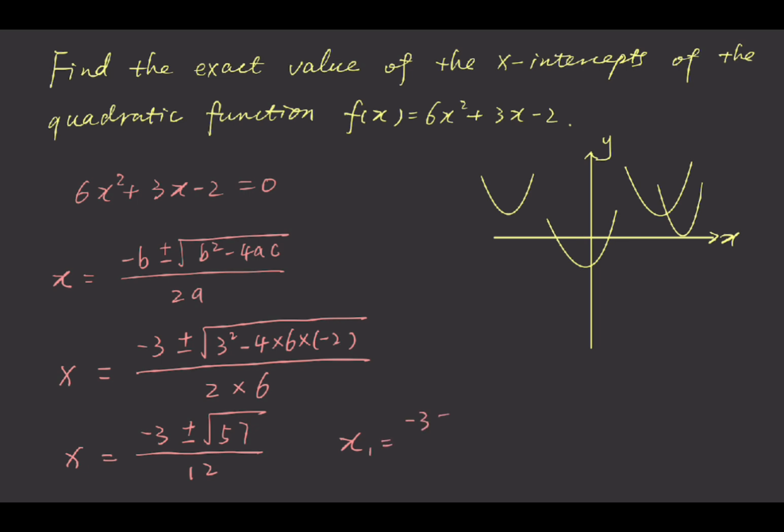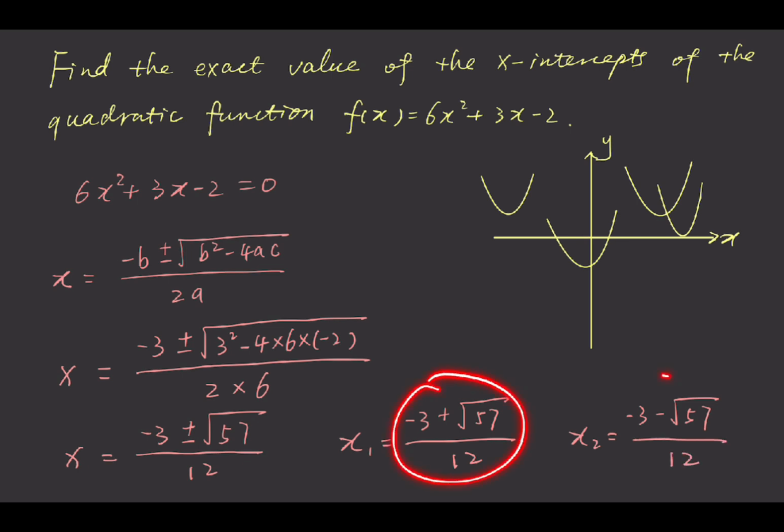x1 equals negative 3 plus the square root of 57, over 12. x2 equals negative 3 minus the square root of 57, over 12. This solution and this solution are the points of intersection between the graph and the x-axis. Perhaps this is x1, and this is x2.